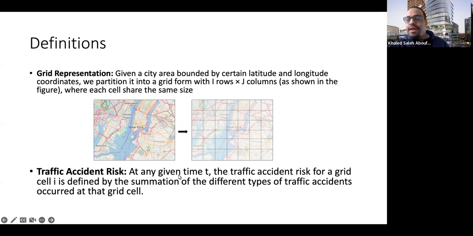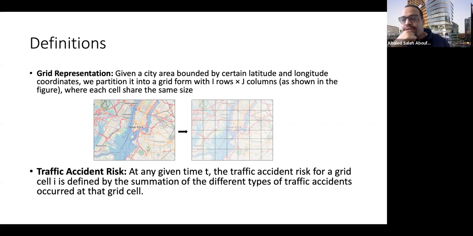is defined as the summation of the different types of traffic accidents that happen at these grid cells. So what are the types of traffic accidents that we have here? Based on the notion in the literature, they usually categorize traffic accidents into three discrete types of accidents, namely injured accidents, fatal accidents, and minor accidents. A minor accident is like a near miss, or some accident that does not involve any injuries or any fatalities.